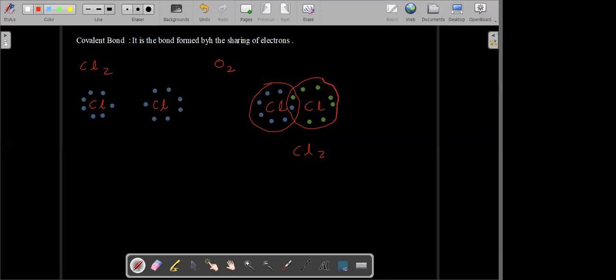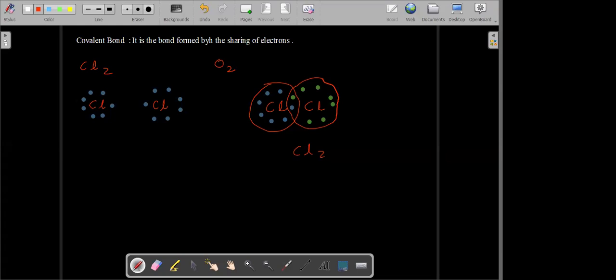The chlorine, what bond is there between the two chlorine atoms? Covalent. Yeah, it's a covalent bond. So what do you think? Will chlorine be an insulator or a conductor? Conductor. No, it will be an insulator as there are no ions. Yes, sir. Since there are no ions, this chlorine will be an insulator.